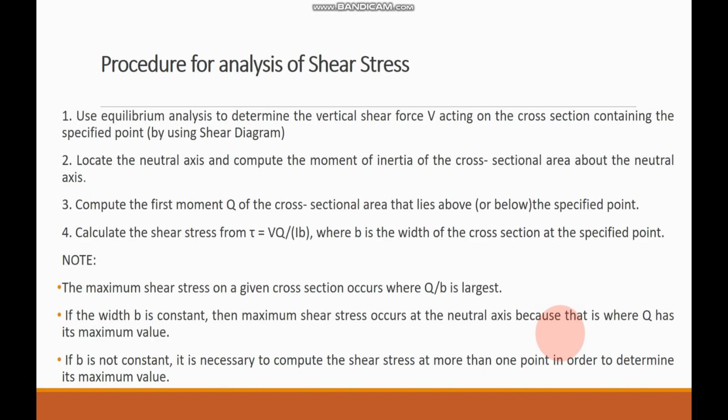Next is to calculate the shear stress from this formula. The shear force multiplied by the static moment of area over the moment of inertia multiplied by the width, where B is the width of the cross-section at the specified point. So take note that the maximum shear stress on a given cross-section occurs where Q over B is the largest. If the width B is constant, then maximum shear stress occurs at the neutral axis because that is where Q has its maximum value. And if B is not constant, it is necessary to compute the shear stress at more than one point in order to determine its maximum value.